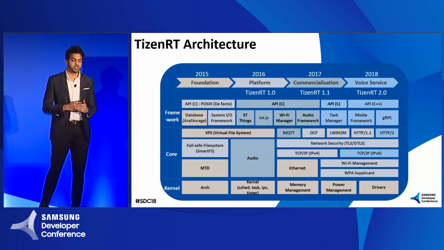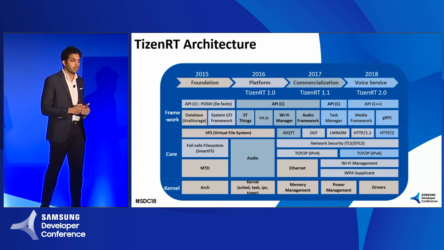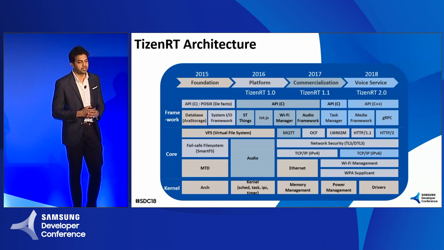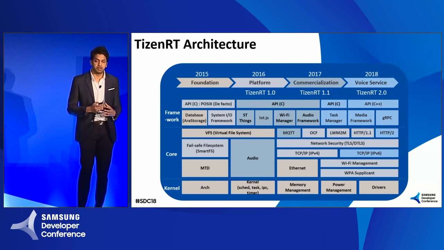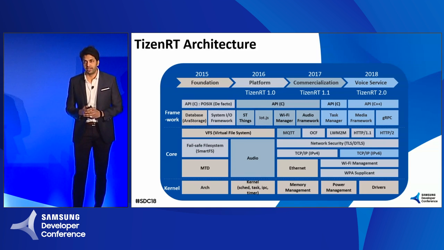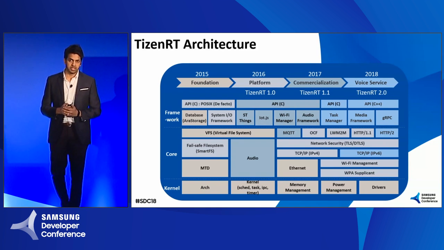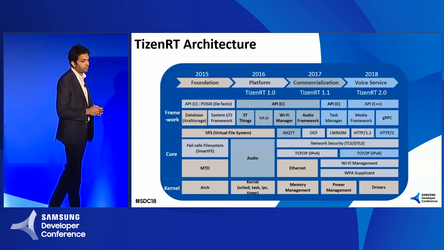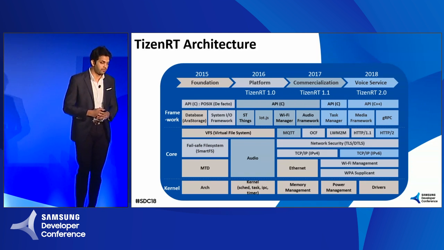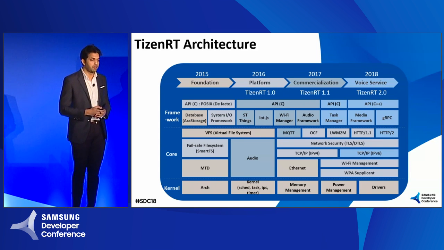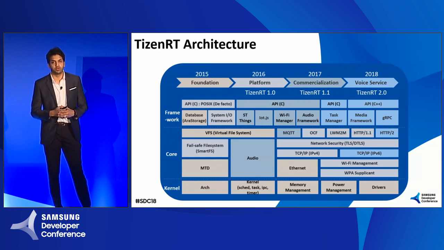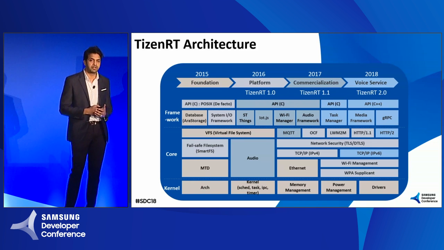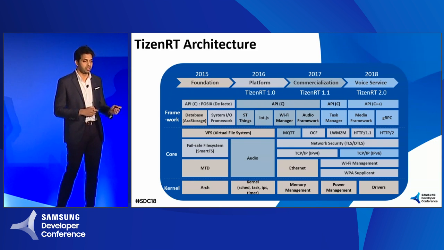As you see, the overall division of the architecture is the basic kernel. We have the full-fledged, lightweight real-time kernel. We have the core, which includes most of the network and connectivity part, and also includes the fail-safe file system. That's one of the key features of TizenRT, which I'm going to talk about in later slides. And we have the framework, which has a lot of features for the developers, like the database, which is going to be useful for reducing the IoT data collection. And we have SmartThings. We have different kinds of task manager, media framework, etc. We'll discuss.